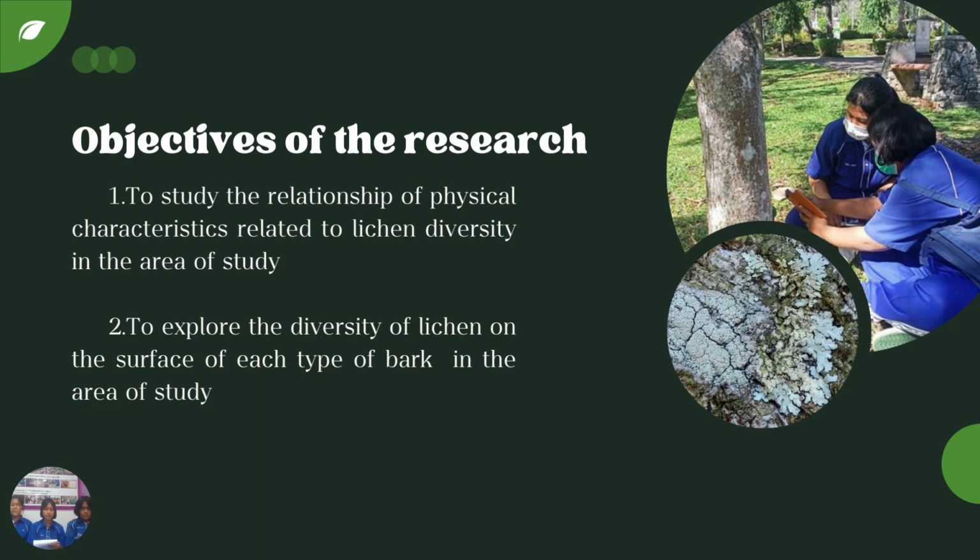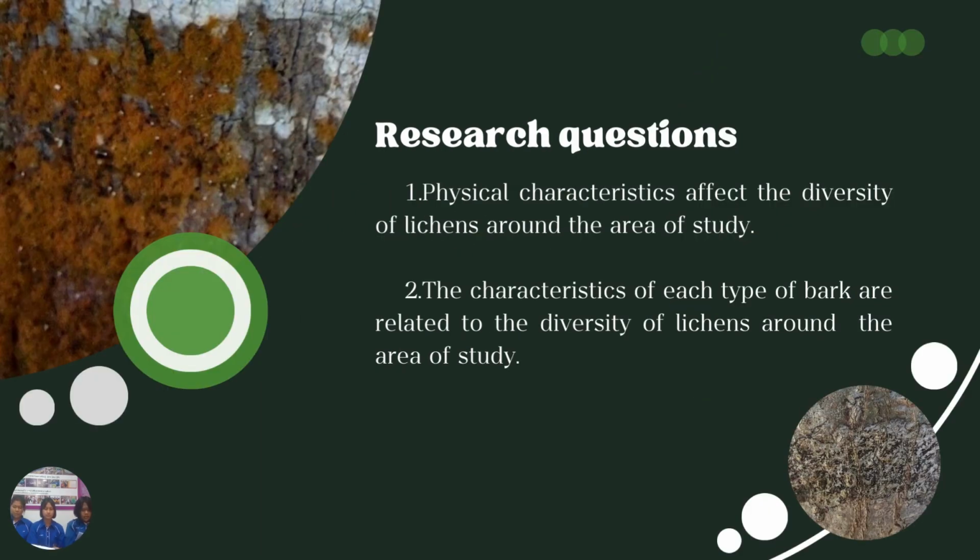Objectives of the research: 1. To study the relationship of physical characteristics related to lichen diversity in the area of study. 2. To explore the diversity of lichen on the surface of each type of bark in the area of study. Research questions: 1. Physical characteristics affect the diversity of lichen around the area of study. 2. The characteristics of each type of bark are related to the diversity of lichen around the area of study.